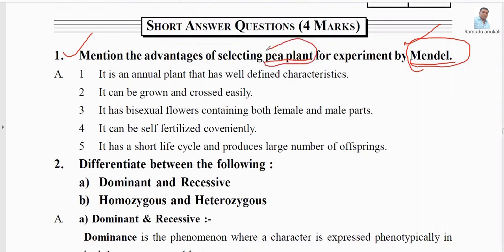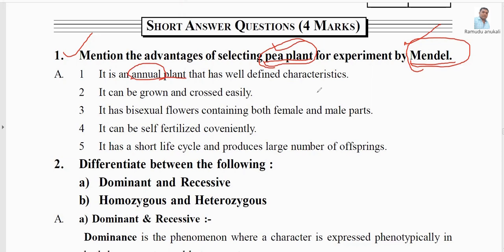Mendel selected the pea plant to conduct hybridization experiments. Why did he select it? Because it has the following characteristics. He took the pea plant, in Telugu Batani Mokka. The first point: it is an annual plant. Annual means one year.